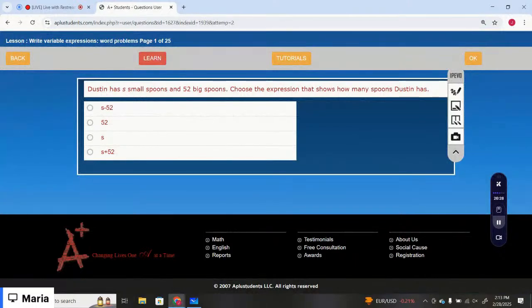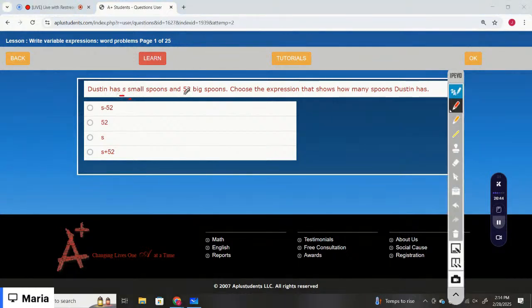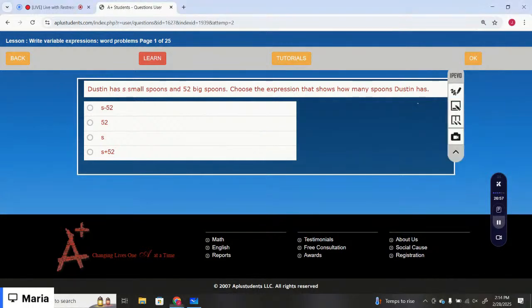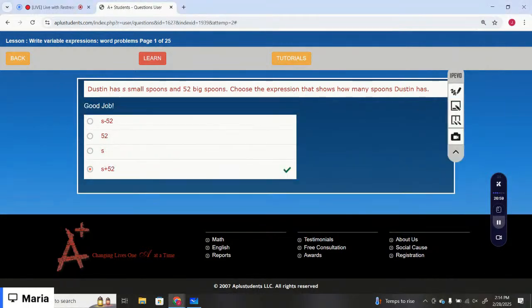Dustin has s small spoons and 52 big spoons. Choose the expression that shows how many spoons Dustin has. So s small spoons and 52 big spoons. That means the total spoons he has is s plus 52. So he has s plus 52 spoons. Option number 4 is the correct option.